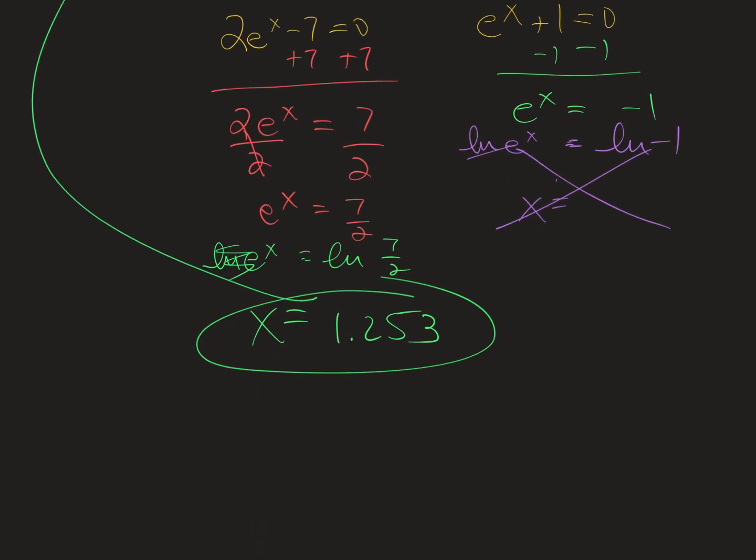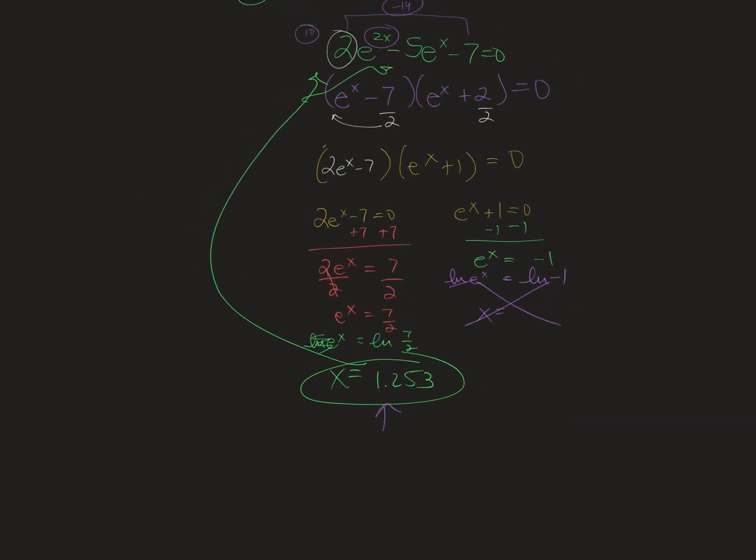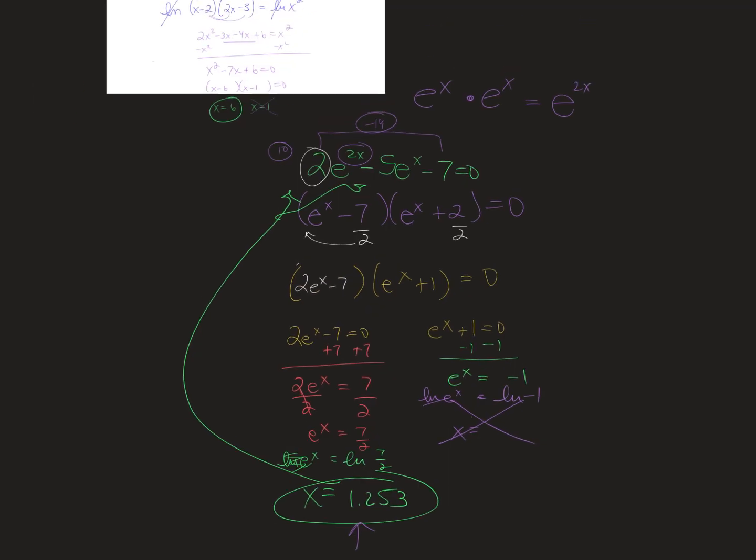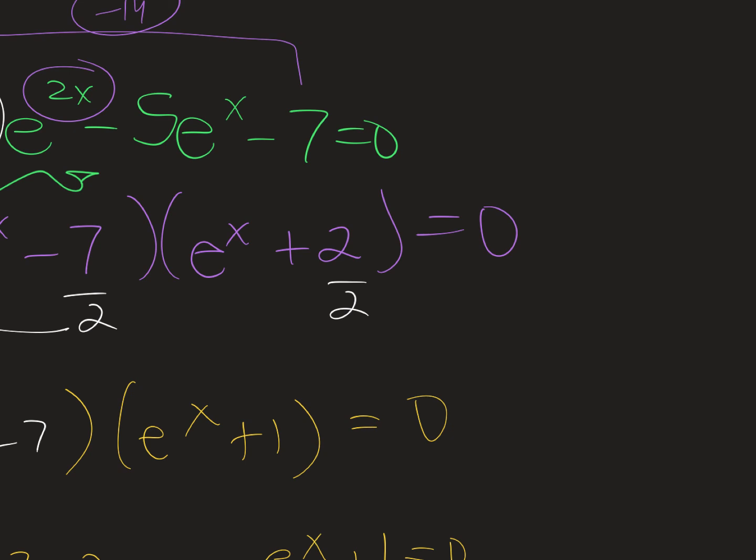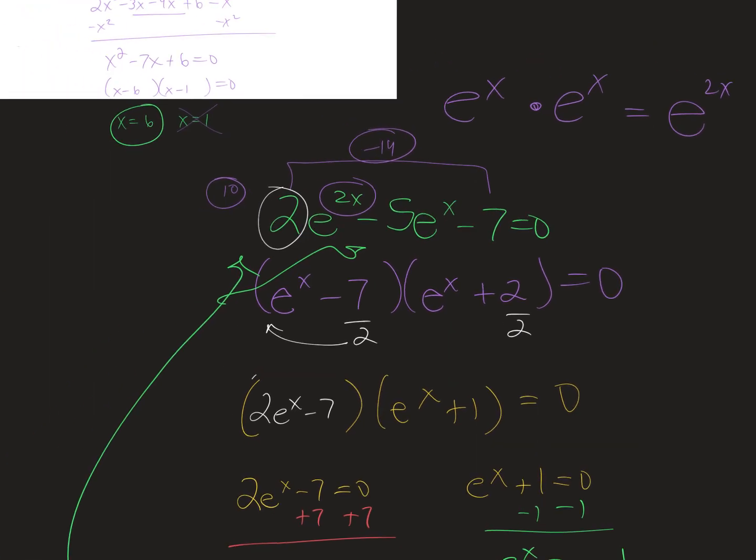So you actually only have one answer here, and that's how we solve our quadratic. This is an exponential quadratic. So you're going to move everything to one side, factor it like normal, and then we just treat it like we would a regular factoring problem.